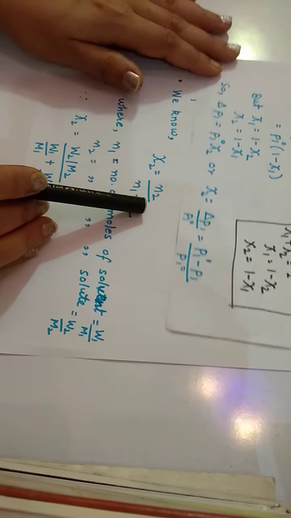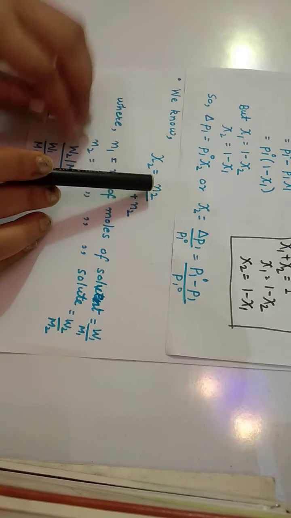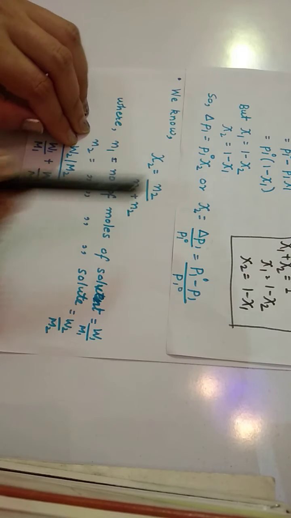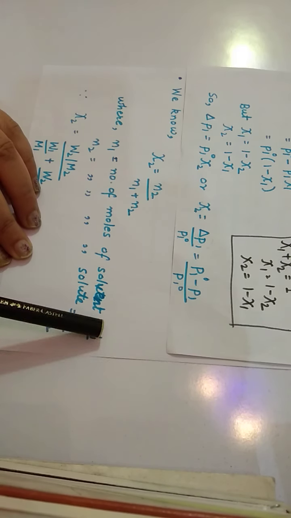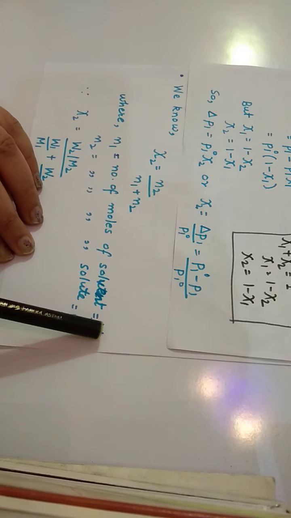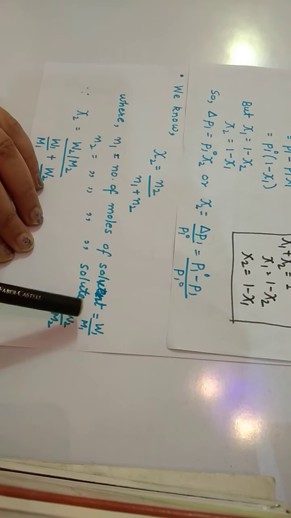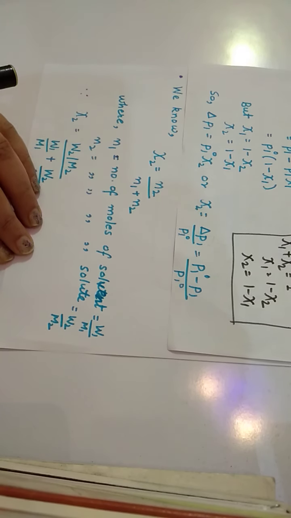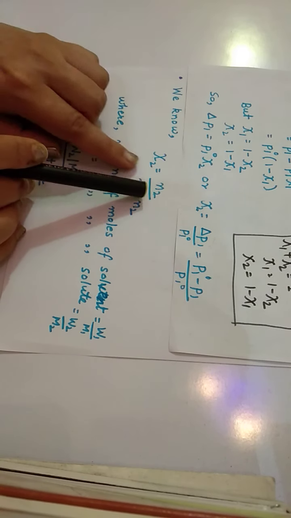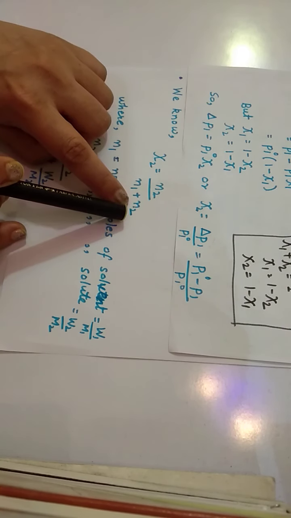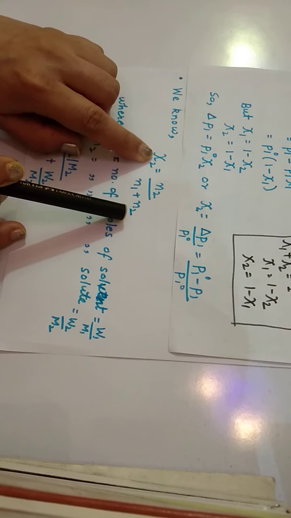Now children, what is the formula for the number of moles? Number of moles is equal to mass in gram divided by molar mass, that is W upon M. W is the mass in gram and M is the molar mass, children. So I'll put the values of N1 and N2 in this one, X2.